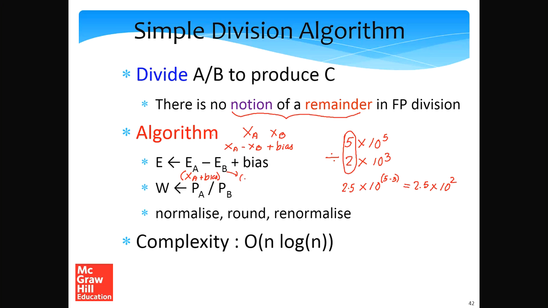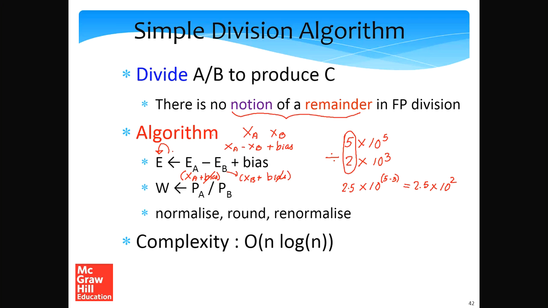Similarly, EB is XB plus the bias, right? So EA minus EB is the same as XA minus XB, because the bias gets cancelled out. That's the reason we need to add the bias once again to the result of the subtraction to compute the final exponent, which is saved in biased form.